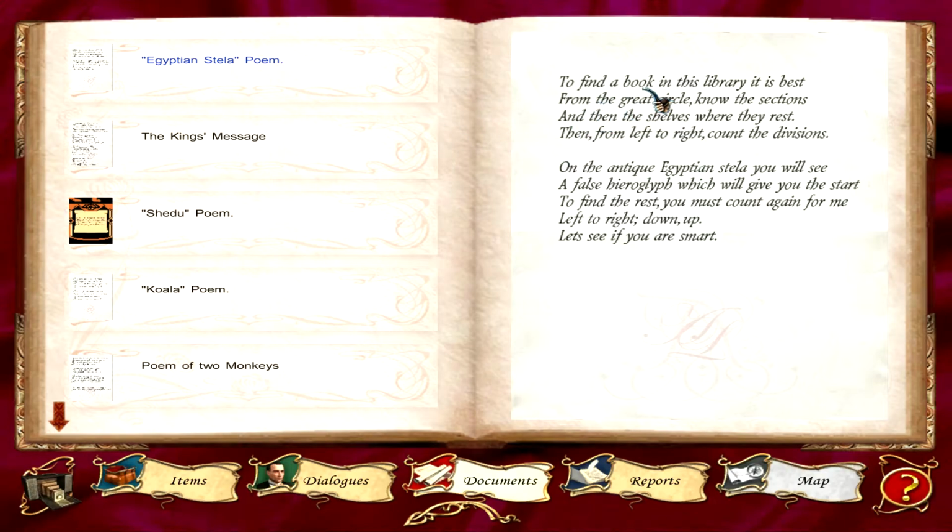To find a book in the library, it is best from the great circle to know the sections and then the shelves where they rest. Then from left to right, count the divisions. On the antique Egyptian stela, you will see a false hieroglyph which will give you the start. To find the rest, you must count again for me. Left to right, down, up. Let's see if you are smart.